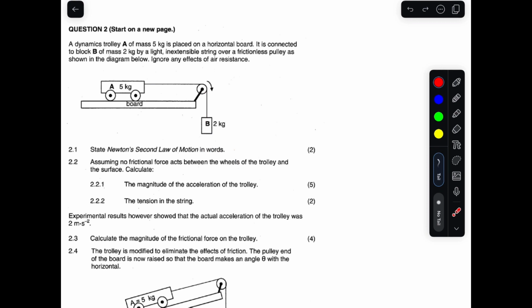Okay, let's continue. Now the first question says state Newton's first law and Newton's second law. All right, assume no frictional force between the wheels of the trolley and the surface. Okay guys, before we calculate 2.2.1, let's draw the free body diagram of A, which is the 5 kg. There is the object, the trolley, the normal force, the gravitational force, and then you have the tension there.